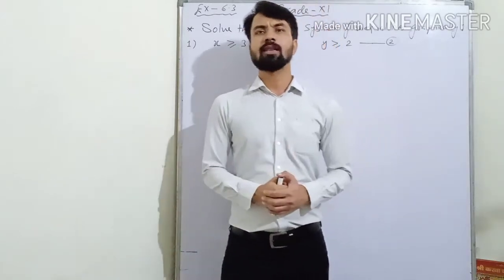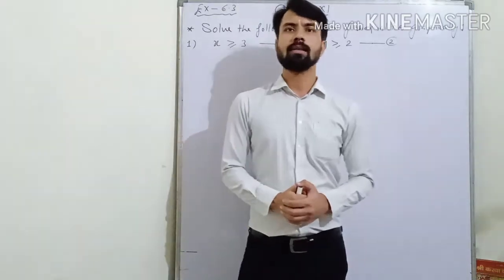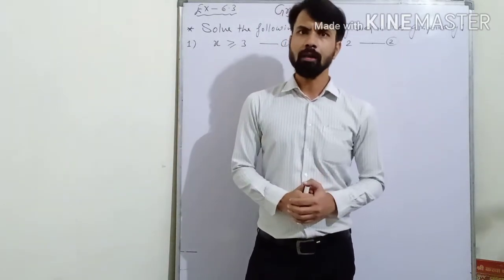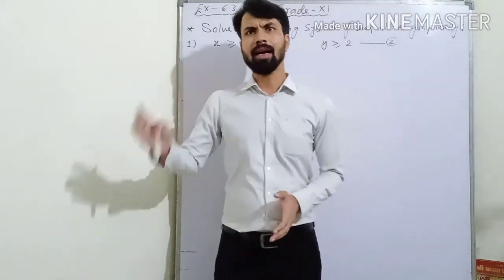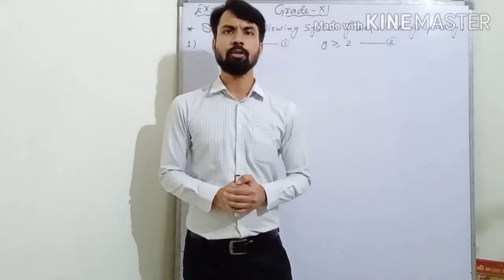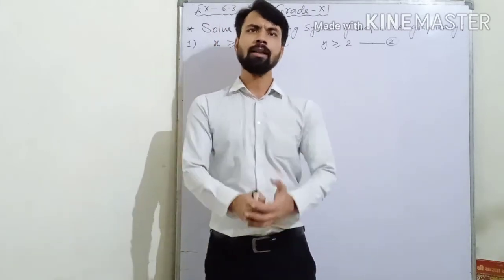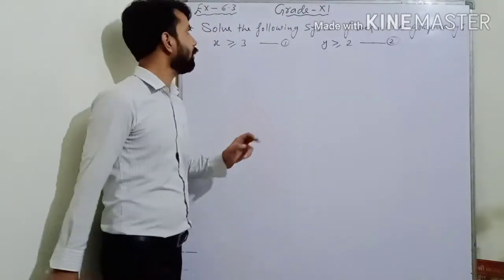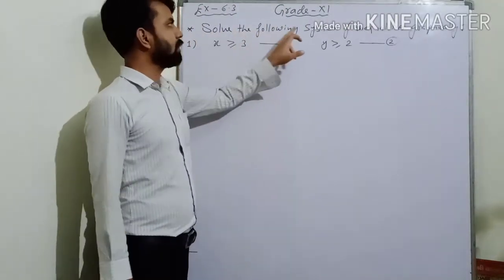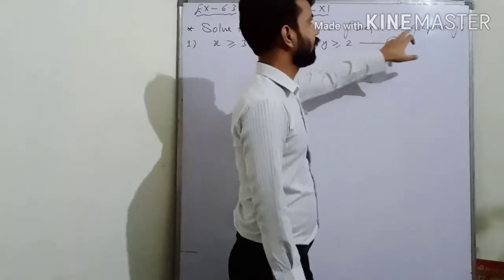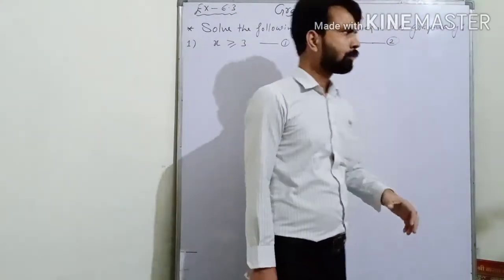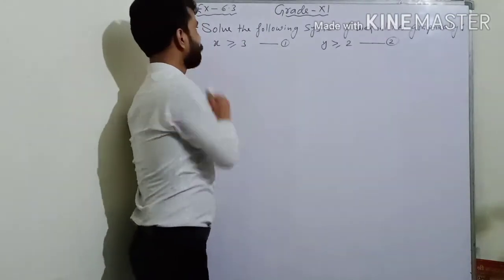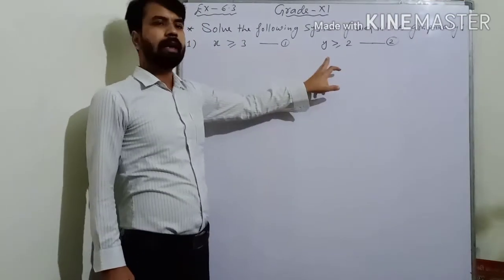Today I am going to explain you exercise 6.3. Clear? This is same as previous exercise 6.2. So are you ready for that? Good. So the questions are: solve the following system of inequalities graphically. Clear? In the very first question, two inequalities are given.